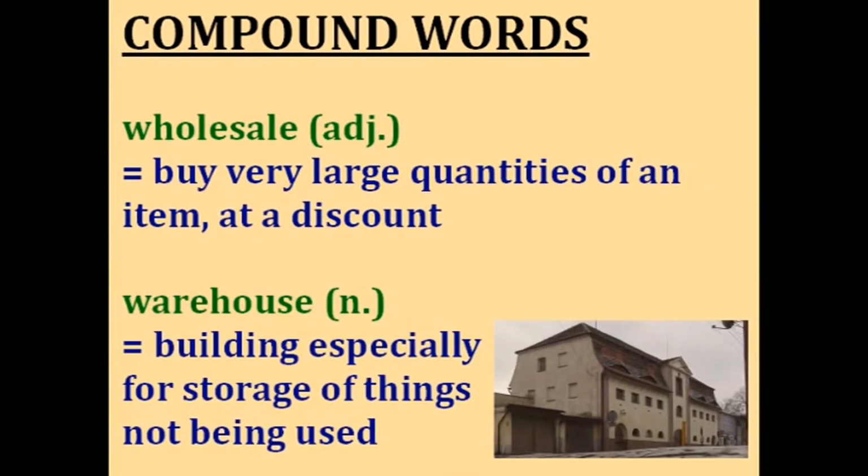Wholesale. Sometimes companies buy very large quantities of items from a manufacturer in order to get a discount. For example, they'll buy 10,000 pairs of shoes at a reduced price. This is called buying wholesale because they're going to then sell those shoes for a profit. Now, if they buy so many items, they need to store them somewhere before selling them. So the items can be stored in a warehouse. That's a building used especially for storage of things that are not being used at the moment.